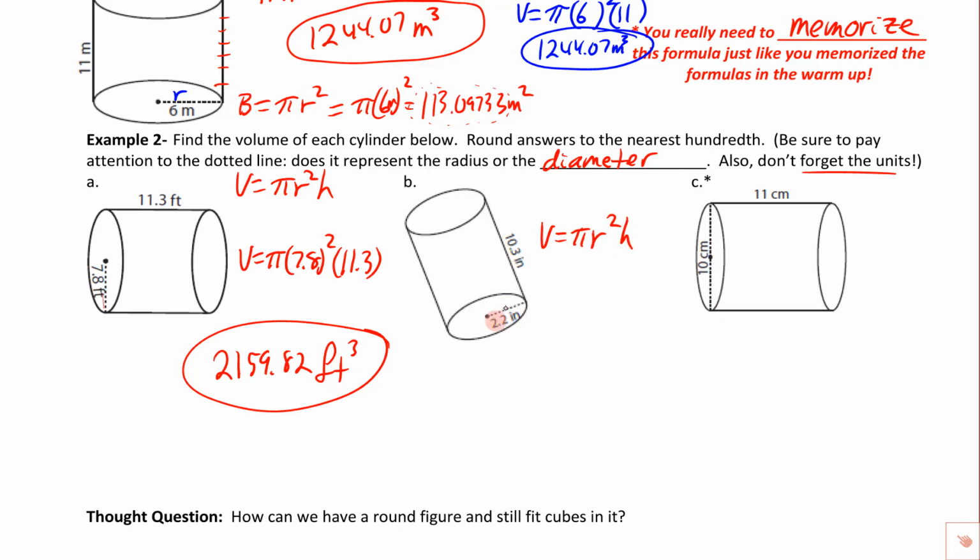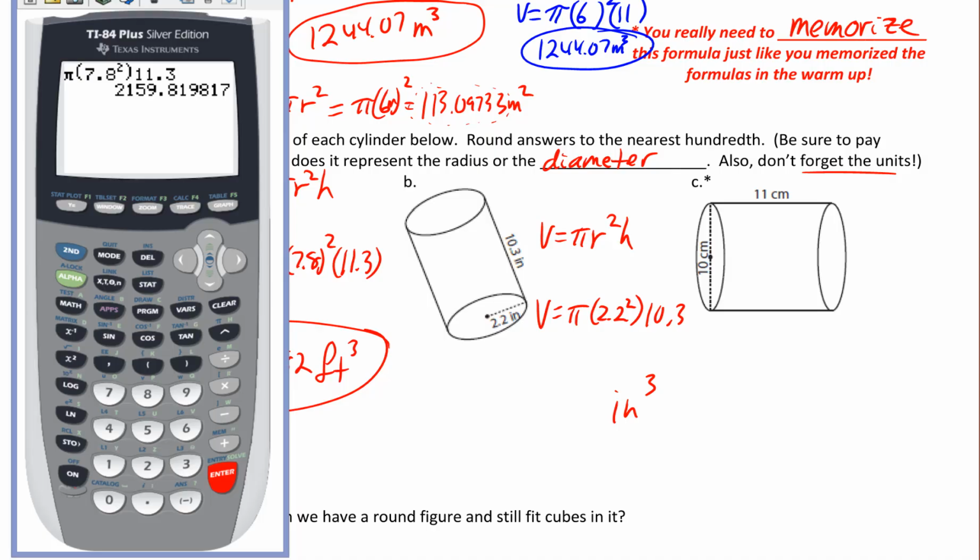Pi r squared is the area of that circular base. We're going to multiply it by the height. So the volume here is pi, and then we're going to have 2.2, and we're going to square that, and then we're going to multiply it by the height of 10.3. This is in inches, and that is in inches, so I'm going to write inches cubed right here, and then we're going to grab the calculator.